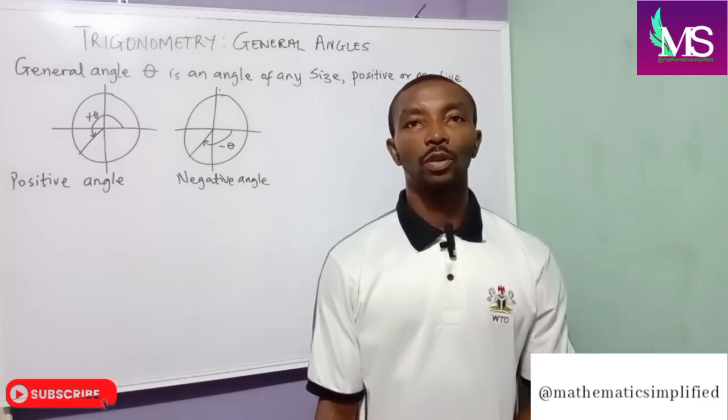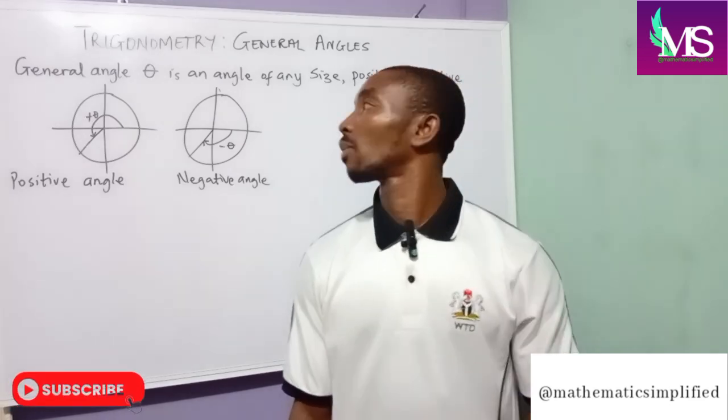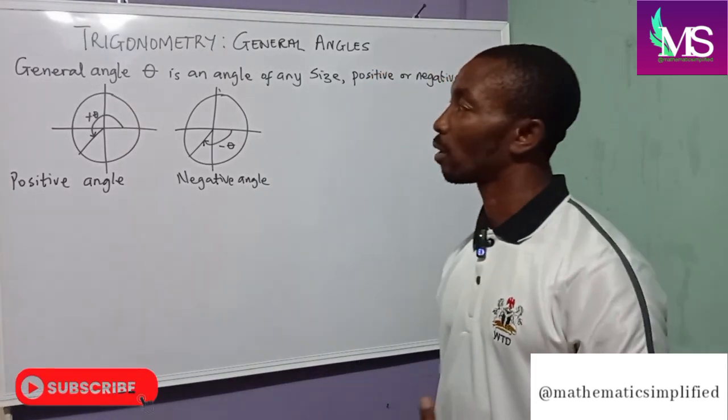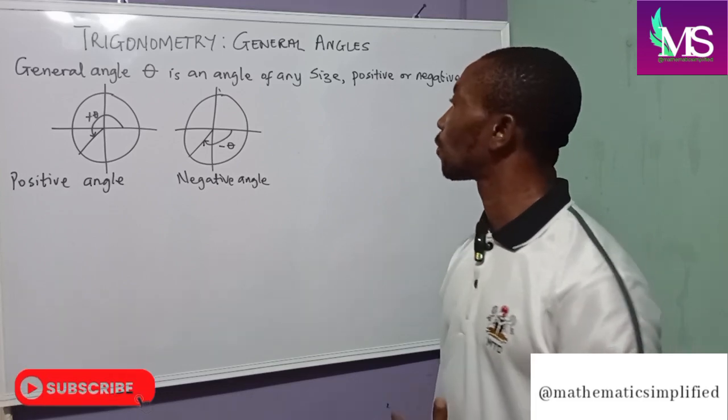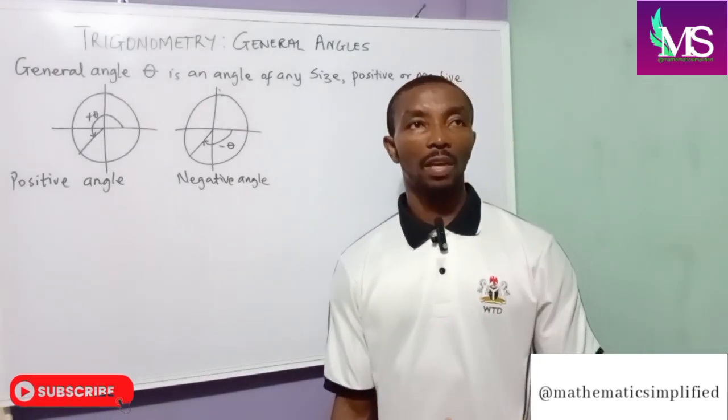Today we'll be looking at trigonometry, general angles of trigonometry. General angle simply means an angle of any size. It can be positive or negative.